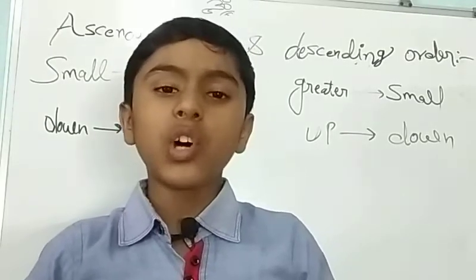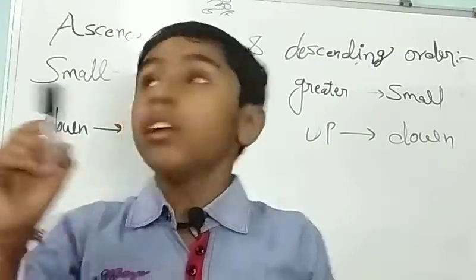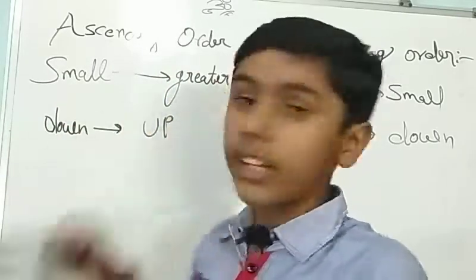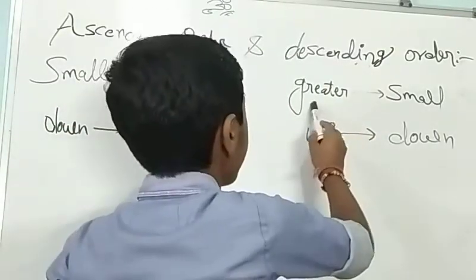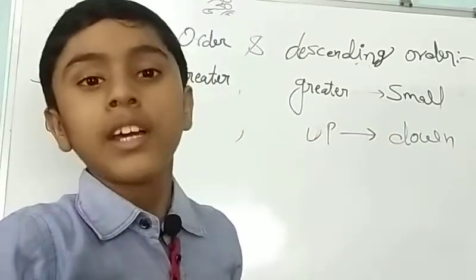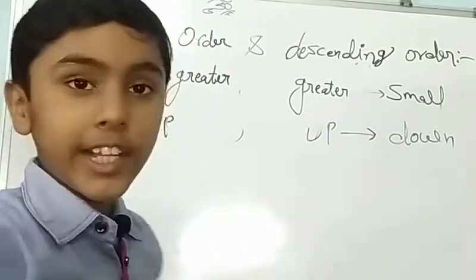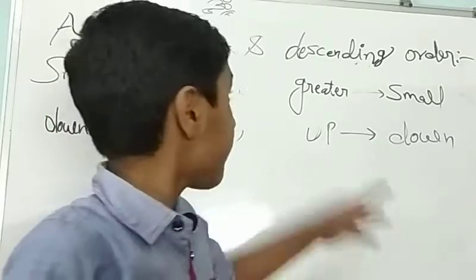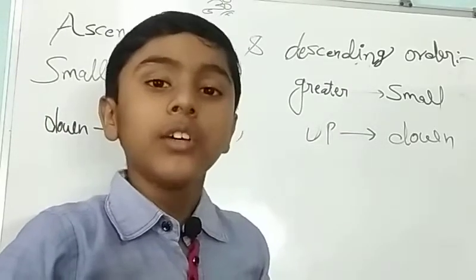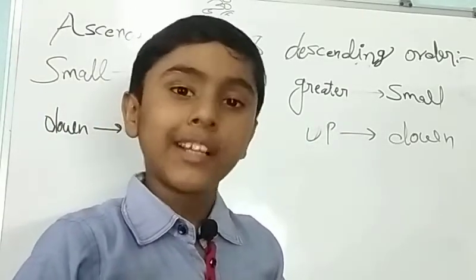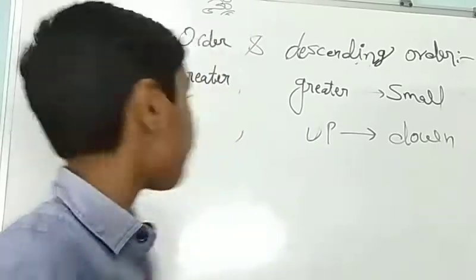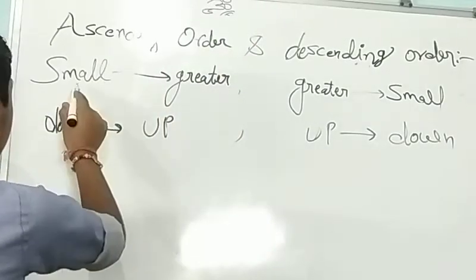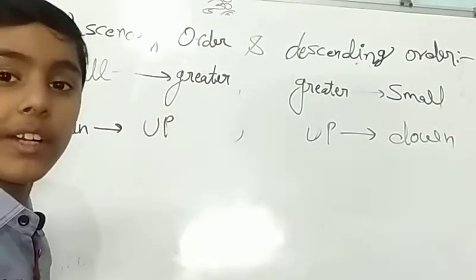So you know, ascending is smallest to greatest and descending is greatest to smallest, means ascending छोटे से बड़ा, descending बड़े से छोटा. So we are going to do ascending order first. Now see, this is smallest to greatest, so we will take numbers.